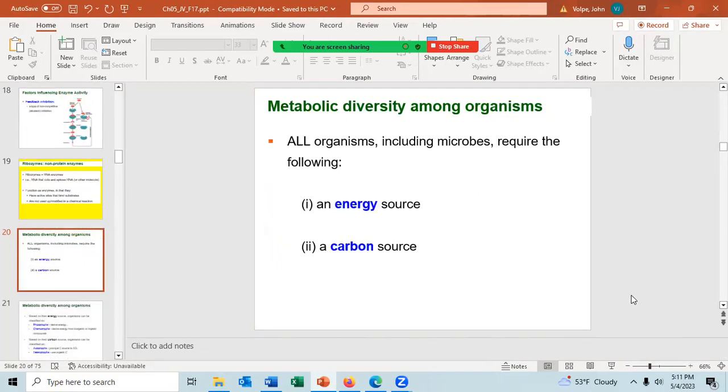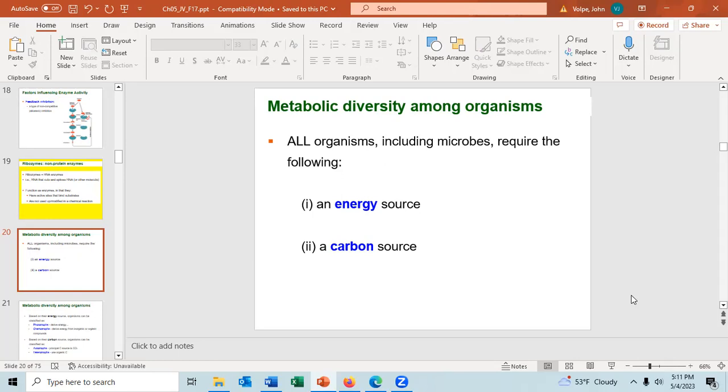All right, if not, let's change gears and talk about the metabolic diversity among organisms. Organisms have a large amount of diversity, especially microbes. And all microbes require two things. They all require an energy source, and they all require a carbon source. And this is true of all microorganisms or microbes.